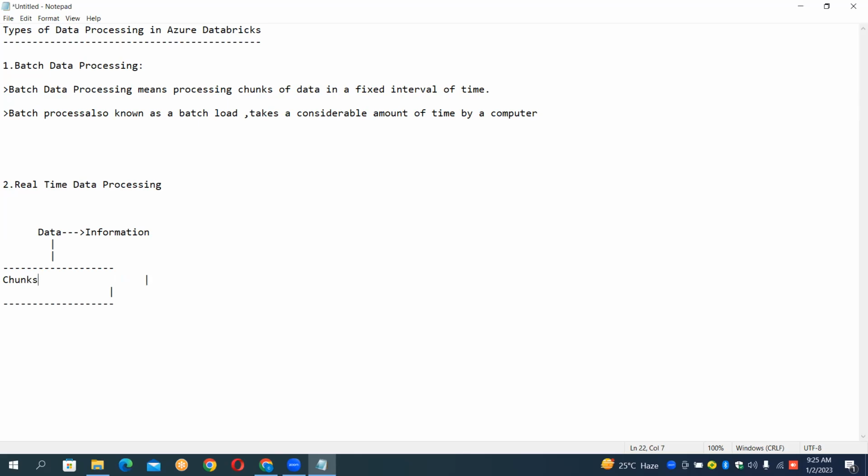Yes, guys. The data is divided into small chunks. So, guys, what are chunks? Chunks are nothing but the huge data divided in the form of small pieces for processing. Yes.